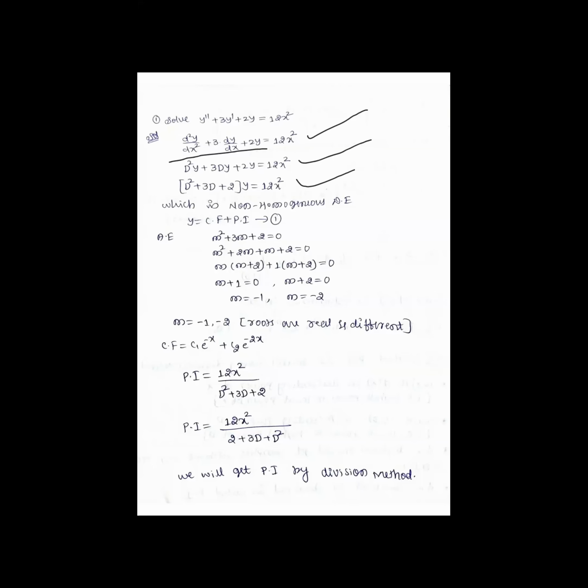Why is it a non-homogeneous differential equation? Because the RHS is a polynomial. Not only a polynomial, something other than 0 is coming, therefore it is non-homogeneous. So for non-homogeneous equations, the solution is given by complementary function plus particular integral, and here y is common, so we are solving for y. y is equal to complementary function plus particular integral. Next, first write the complementary function.